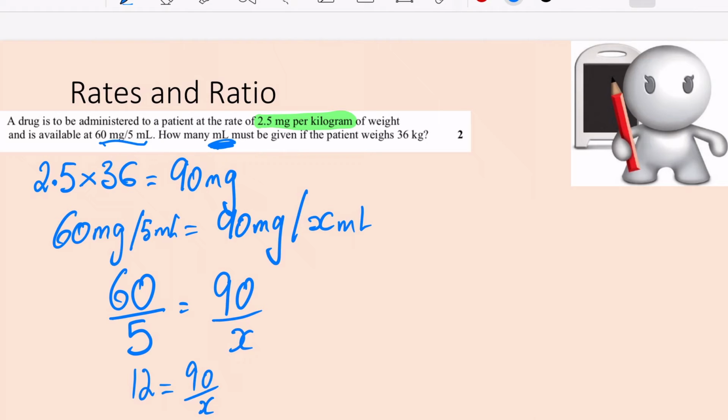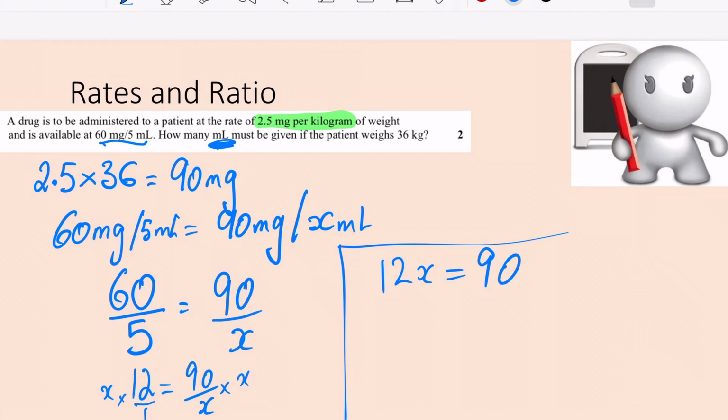What do I do over here? Well, I'm going to multiply both sides by x, and so I'll end up with 12x is equal to 90. Then dividing both sides by 12, I'll end up getting x is equal to 7.5 milliliters, which is the answer that I'm after.